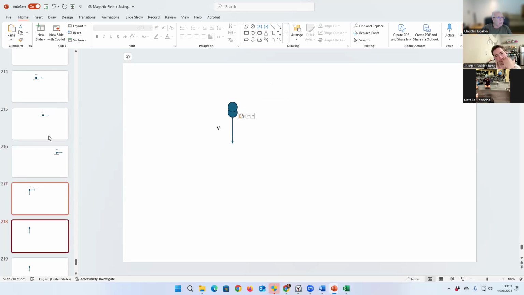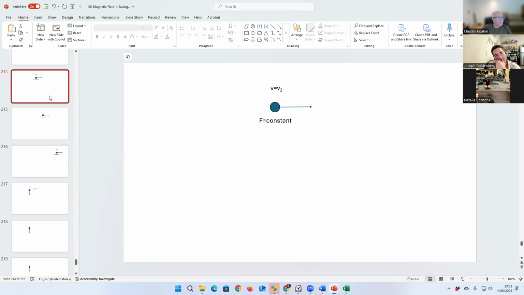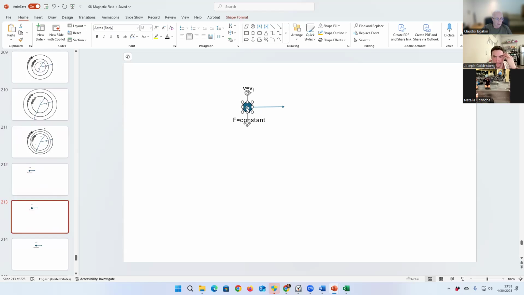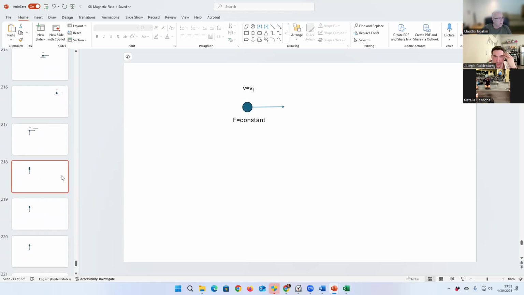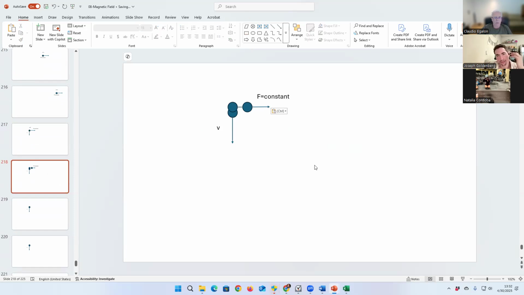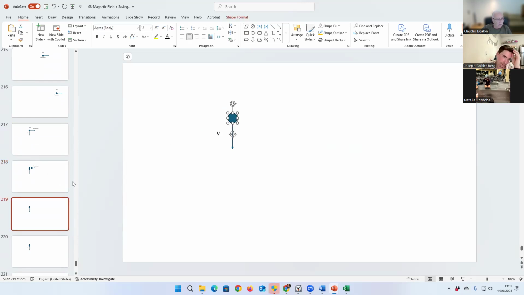Let's see. This one, I'll copy this one, and I paste it right in here. See that? Here's the motion along the x-axis. Here's the motion along the y-axis. The force is still constant to the right. Let's keep on going. Here you go, this other one here.